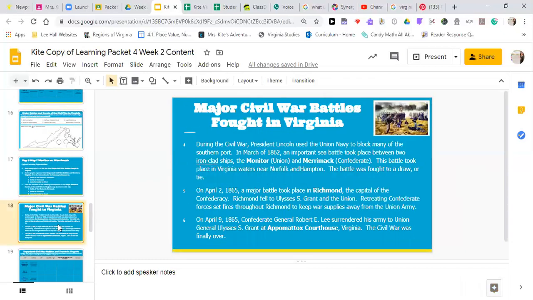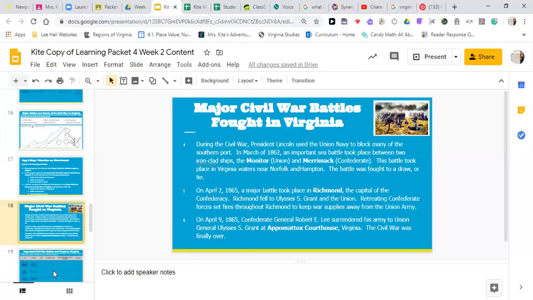All right, so during the Civil War, President Lincoln used the Union Navy to block many of the southern ports. In March of 1862, an important sea battle took place between two ironclad ships. Ironclad ships were the big, huge ships, the big Navy ships. The Monitor, which was a Union ship, and the Merrimack, which was a Confederate ship. This battle took place in Virginia waters near Norfolk and Hampton. As a matter of fact, that's where that bridge is. The battle was fought to a draw, which means a tie.